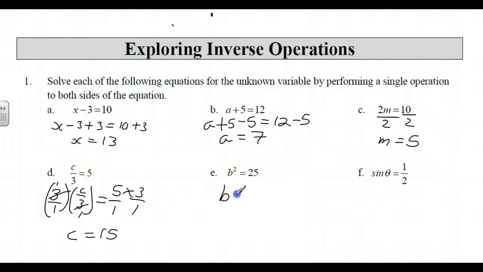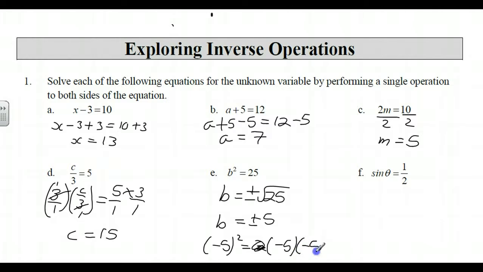B squared, b is equal to, okay, now this is something we're going to hammer on quite a bit, not necessarily so much right now. When you take the square root of both sides, it's really plus or minus, because we're saying we're going to square a number, and that number could be 5, or it could be negative 5, right? Negative 5 quantity squared is equal to positive 25. Well, really, let's expand that a bit. It's negative 5 times negative 5, which is positive 25.